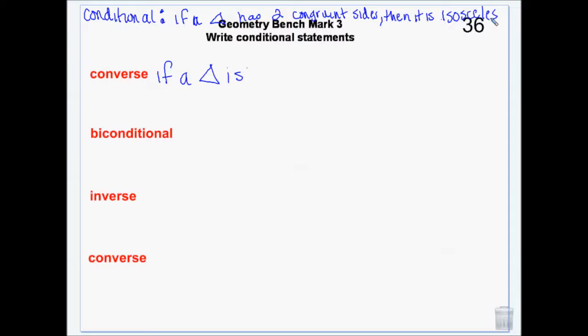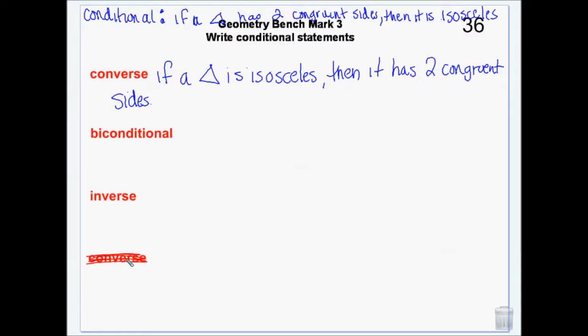So the converse switches the hypothesis and the conclusion, and so it's, if a triangle is isosceles, then it has two congruent sides. Okay, and on the previous page I had written flipped. So converse flips the hypothesis and the conclusion. It just flips it. Sorry about the typo here. We're going to change that to contrapositive.